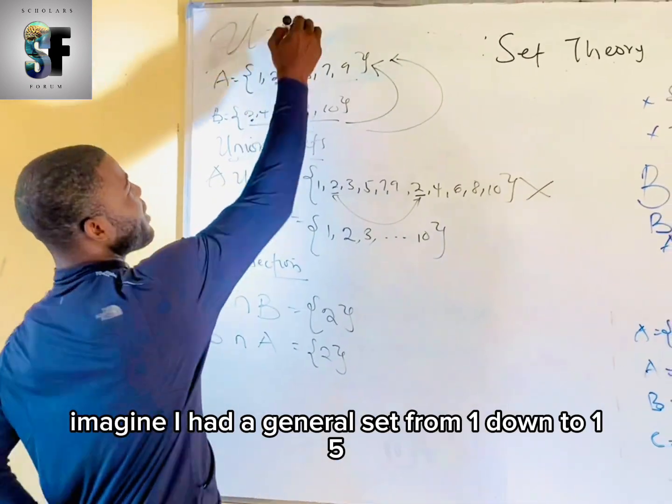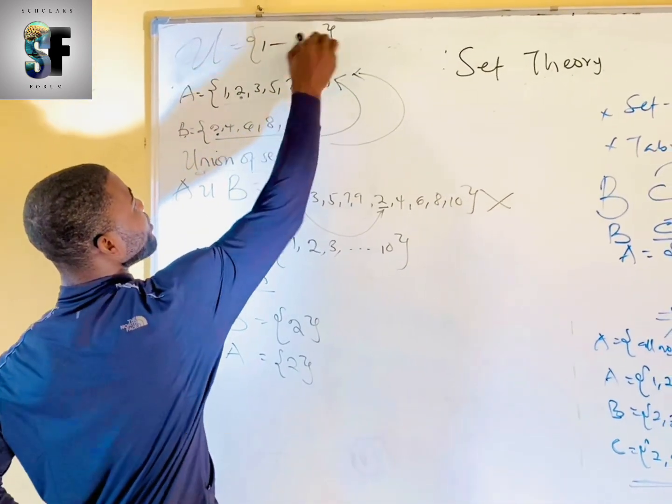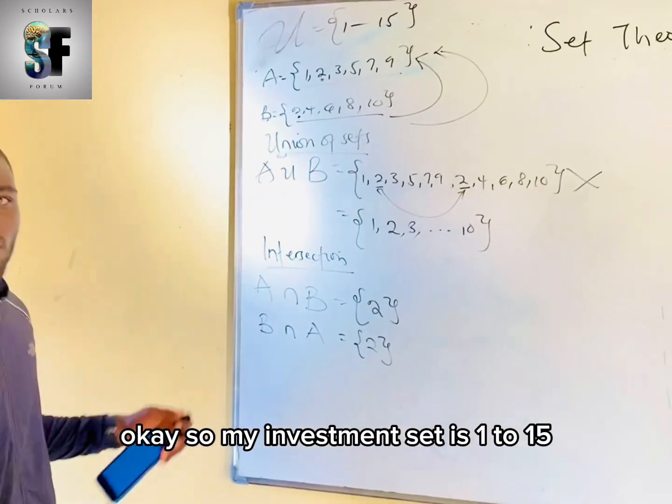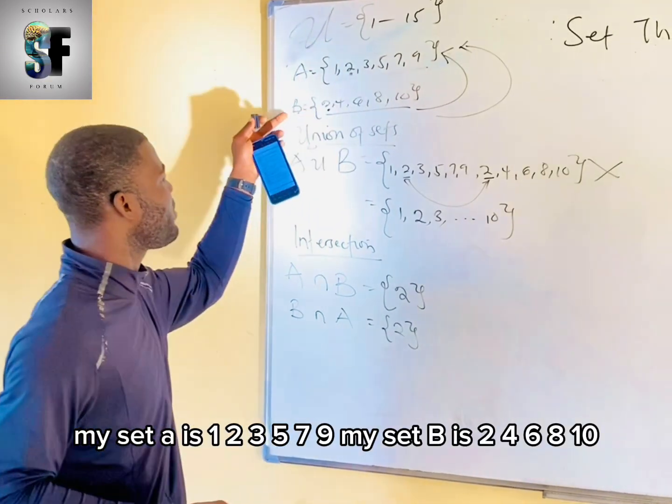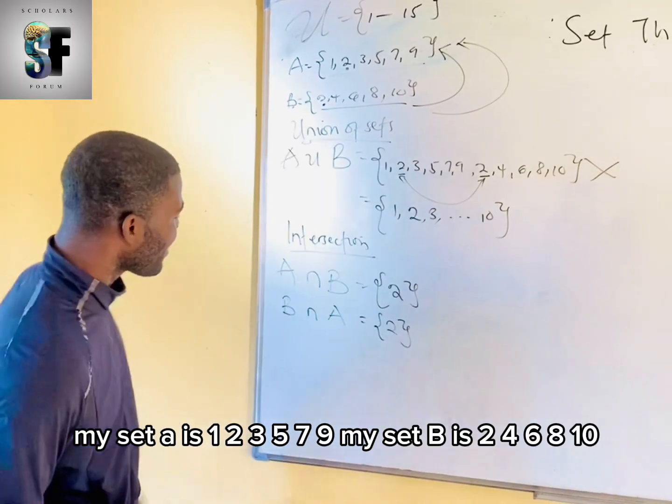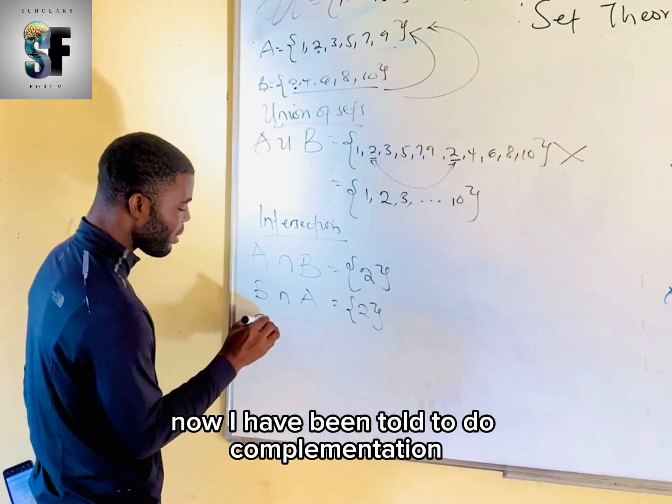Complementation of sets. Imagine I had a general set of 1 down to 15. Okay? So my universal set is 1 to 15. My set A is 1, 2, 3, 5, 7, 9. My set B is 2, 4, 6, 8, 10. Now I have been told to do complementation.